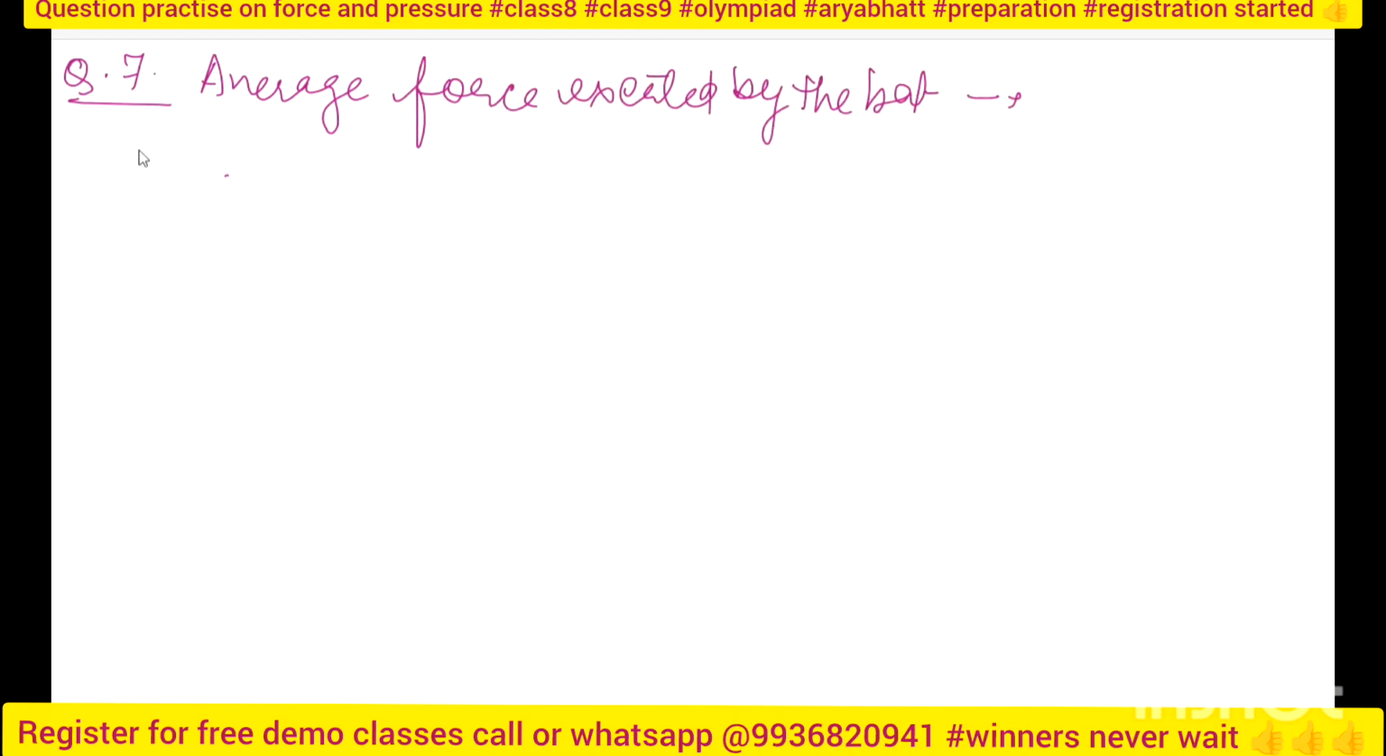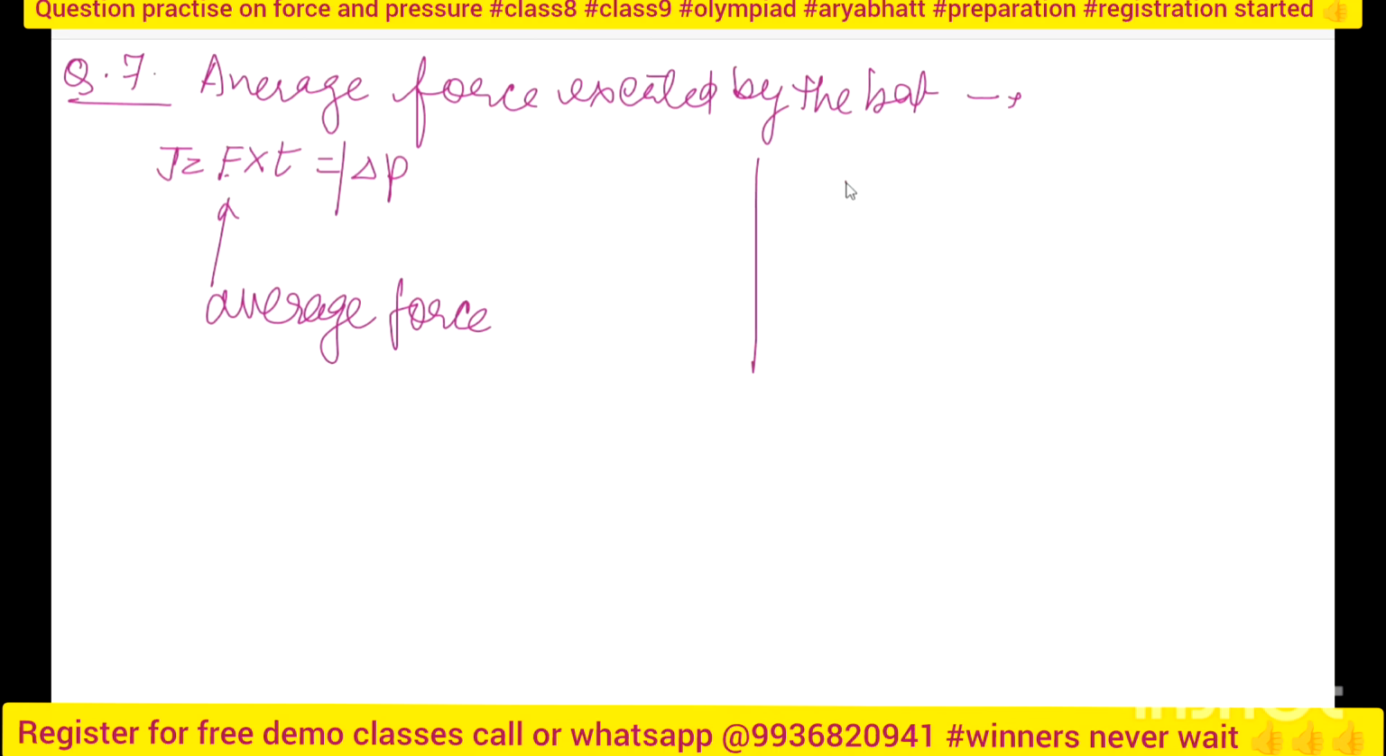Now they are asking about the average force exerted by the bat. Average force exerted by the bat. Now see, I told you just now that impulse is equal to force into time duration, or I can say it is equal to the change in momentum. This force is given as the average force acting in that duration. Okay, so I can say J is equal to F into delta T.